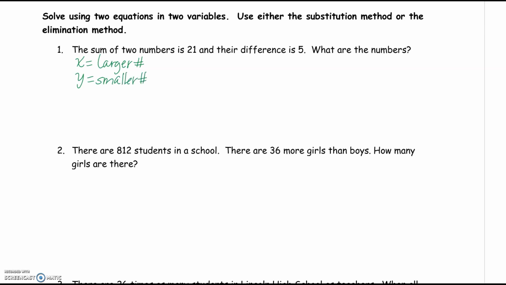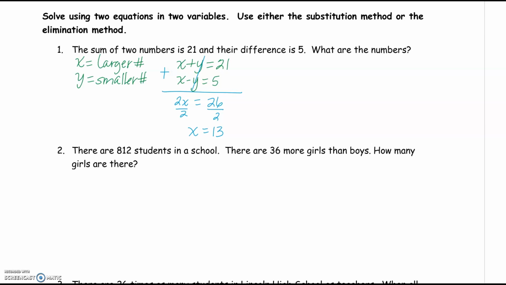Okay, the first thing says the sum of the 2 numbers is 21. The larger number plus the smaller number equals 21. Their difference: the larger number minus the smaller number is 5. To me, the simplest thing to use here is elimination. Why? Because if I look at my y's, I have the same coefficient and opposite signs. So I'm going to eliminate by adding. 1x plus 1x is 2x. The y's are gone. 21 plus 5 is 26. Divide by 2. X is 13. So I know that my larger number is 13.